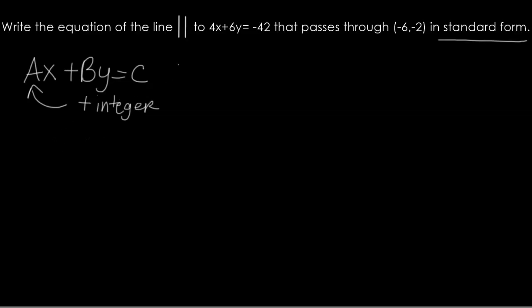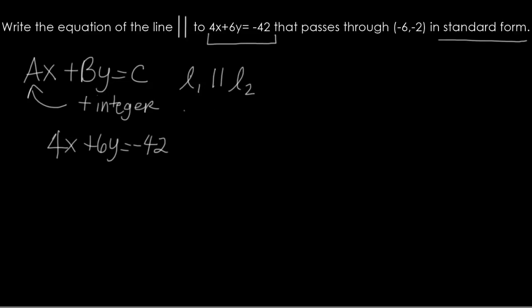So we need the equation of a line that is parallel to this line here. So let's write that down: 4x plus 6y equals negative 42. What do we know about parallel lines? Parallel lines have equal slopes. So if L1 is parallel to L2, then the slope M1 is going to be equal to M2. So that's what we know about parallel lines.